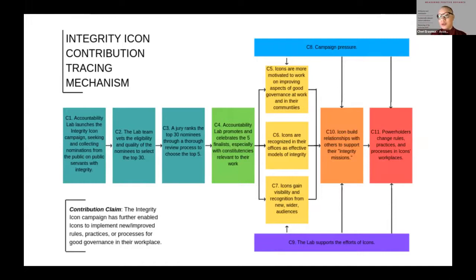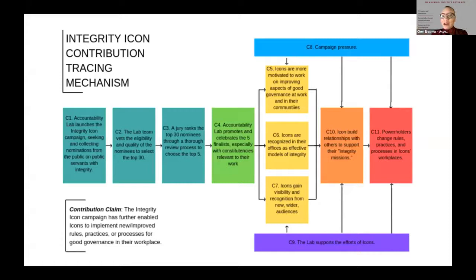And the person at the reception desk said to me immediately, "Oh, you're from the Accountability Lab. I want to be an integrity icon next year." And so this hype that we create doesn't only motivate the single person, but creates motivation around. And we continue to measure that on an ongoing basis, which I'll speak to in some of my later points. You're welcome to take down the slide.